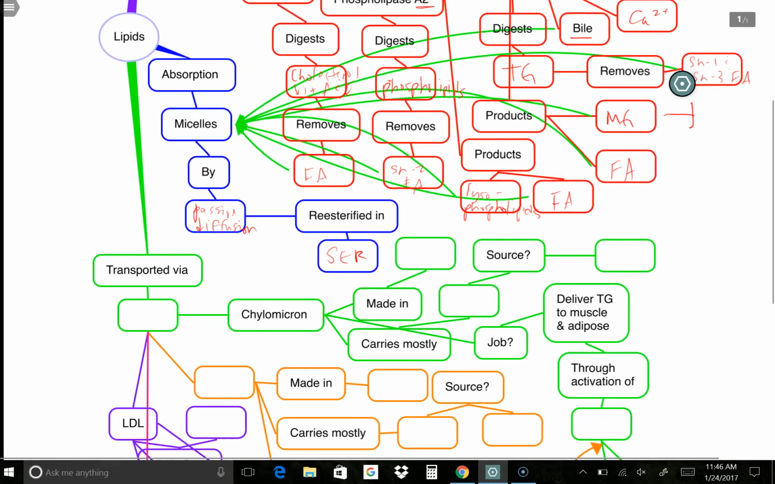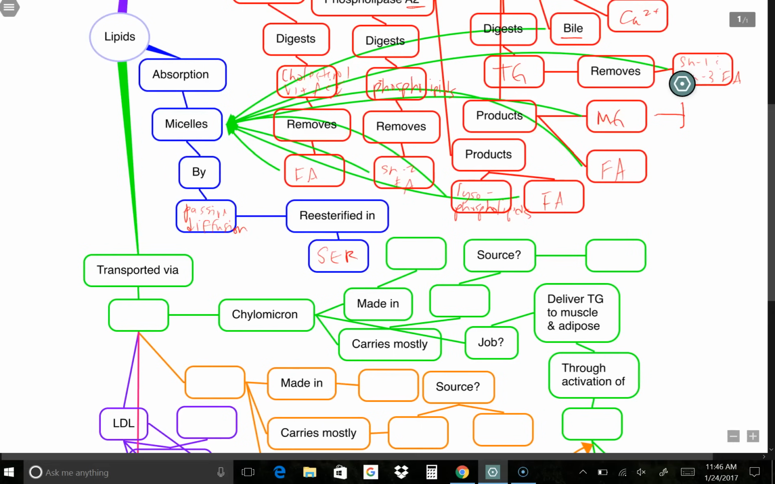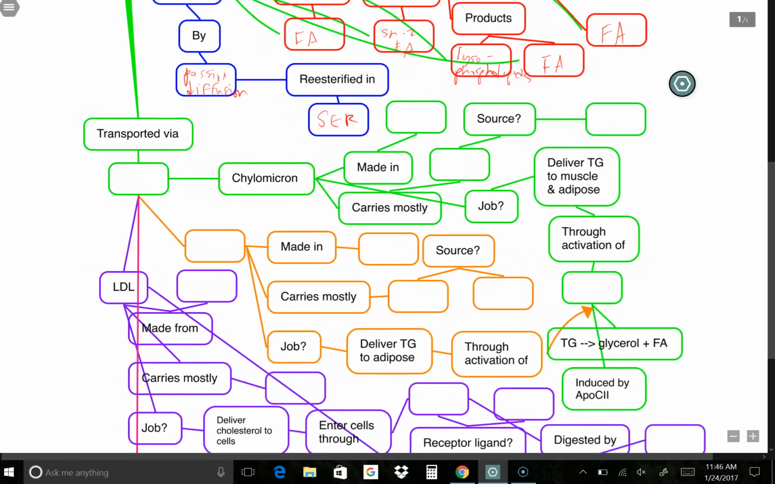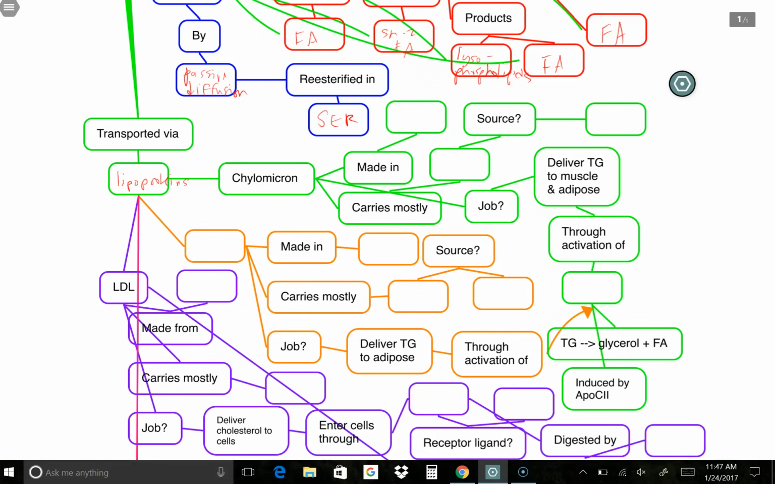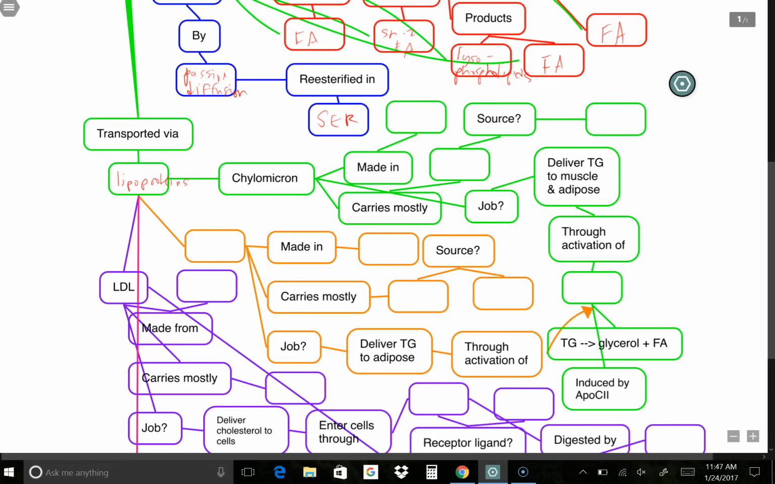Now we have to transport them. So we're going to be transporting them by special lipid transporters that are called lipoproteins. Our lipoproteins include chylomicrons, VLDL, LDL, and HDL. Chylomicrons are made in the small intestine, and they carry mostly triglycerides because that's most of what we are eating. They carry only exogenous lipids.